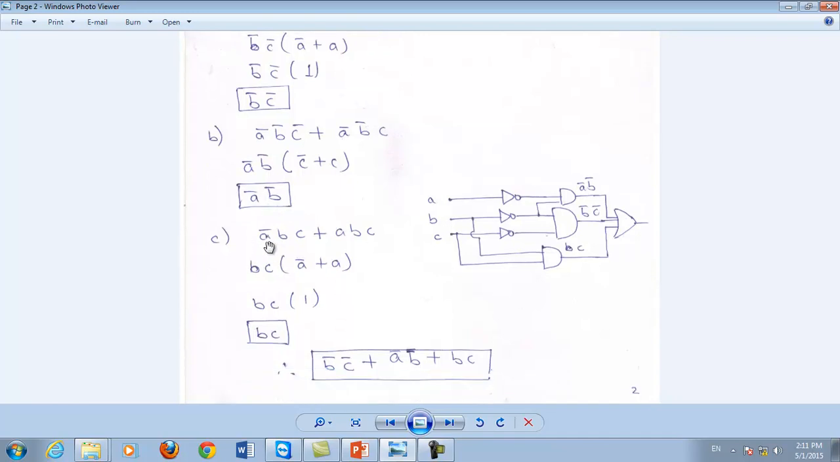Similarly, for the third one, A bar, B, C plus A, B, C. In this, B, C is common, A bar plus A remains, A bar plus A equals 1 and the remaining will be BC. After joining all these 3 simplified values, the resultant value is B bar, C bar plus A bar, B bar plus BC.